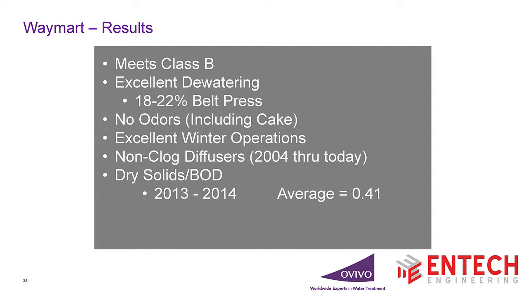The diffusers still haven't clogged. The most recent average I calculated, 2013, 2014, was 0.41 pounds dry solids per pound of BOD, still operating pretty good. Up in the prisons, they have a lot more prisoners. I sometimes say they're hot bunking up there. A lot of BOD coming into this plant and a lot of flow now. Next one, Brian.